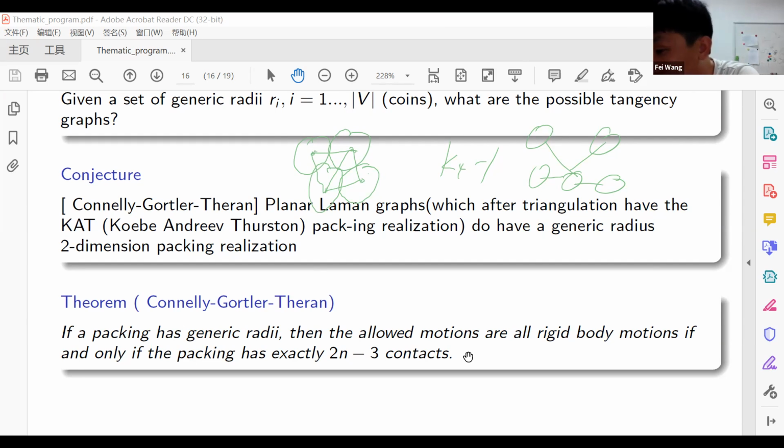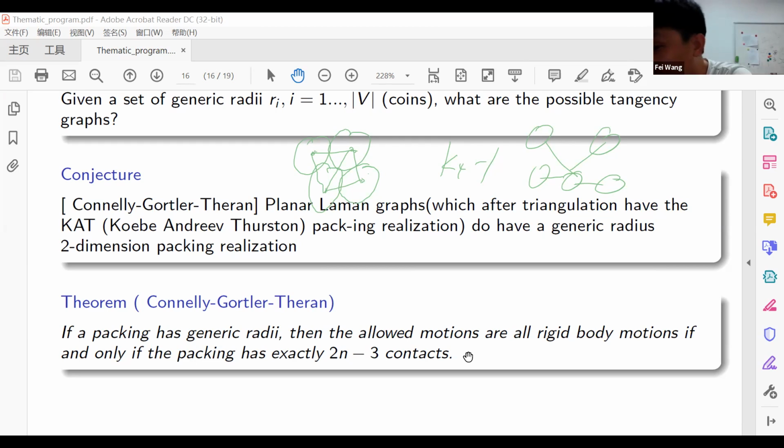So therefore, this conjecture implies that for a given generic radius of coins, if you suppose it has the maximum contacts, then the graph should be a planar Lemon graph. So why is this related to this dimension?